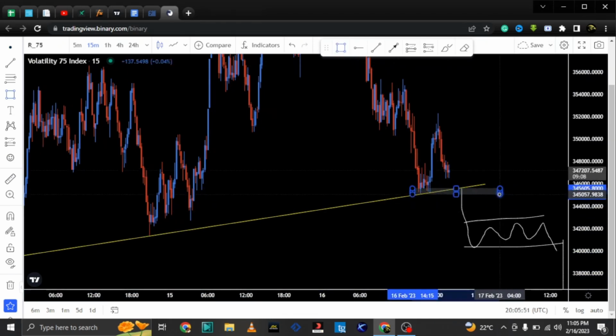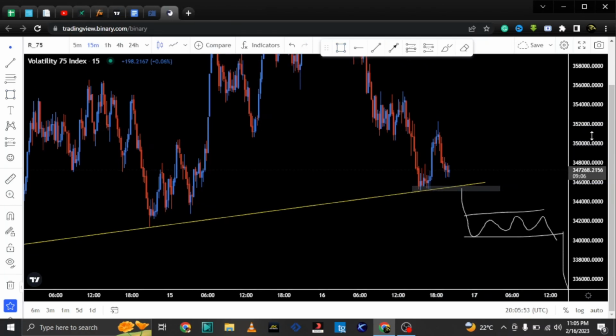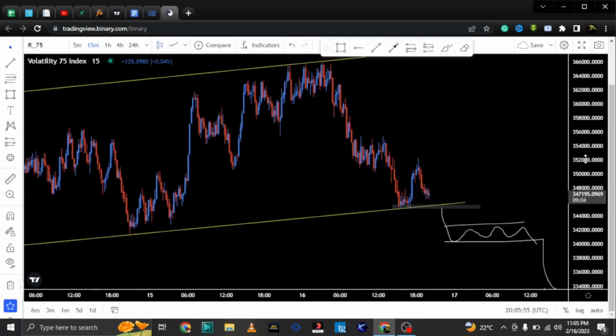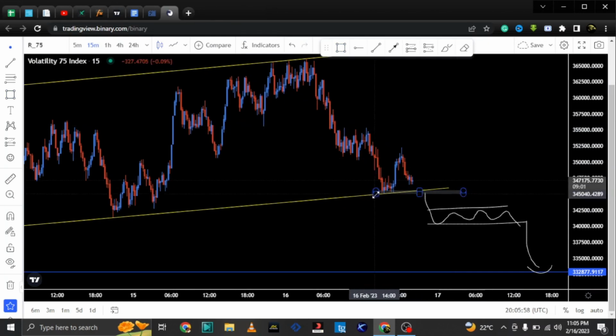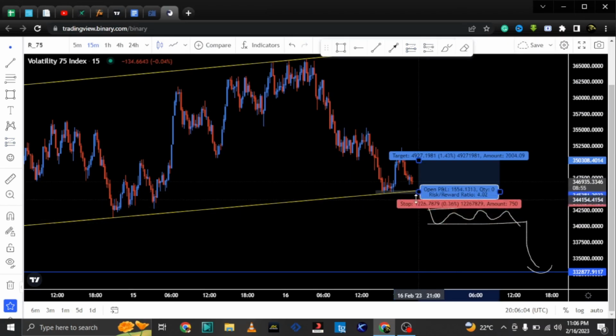So you can actually place your tool over there. Then we just wait to see how this market is going to play out. But you can see it's coming all the way to give us a clean, what is it called, a clean double bottom over there.